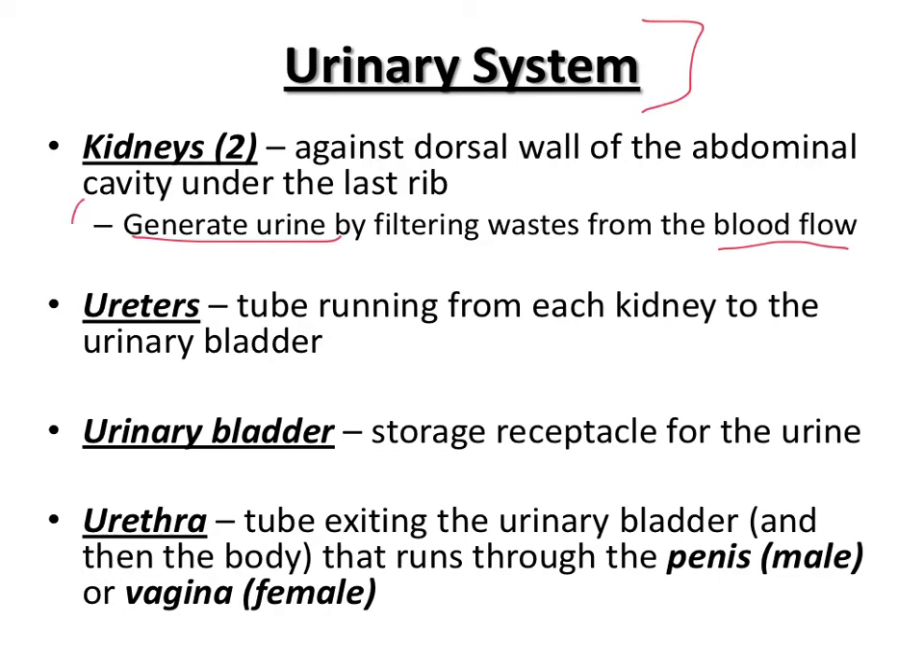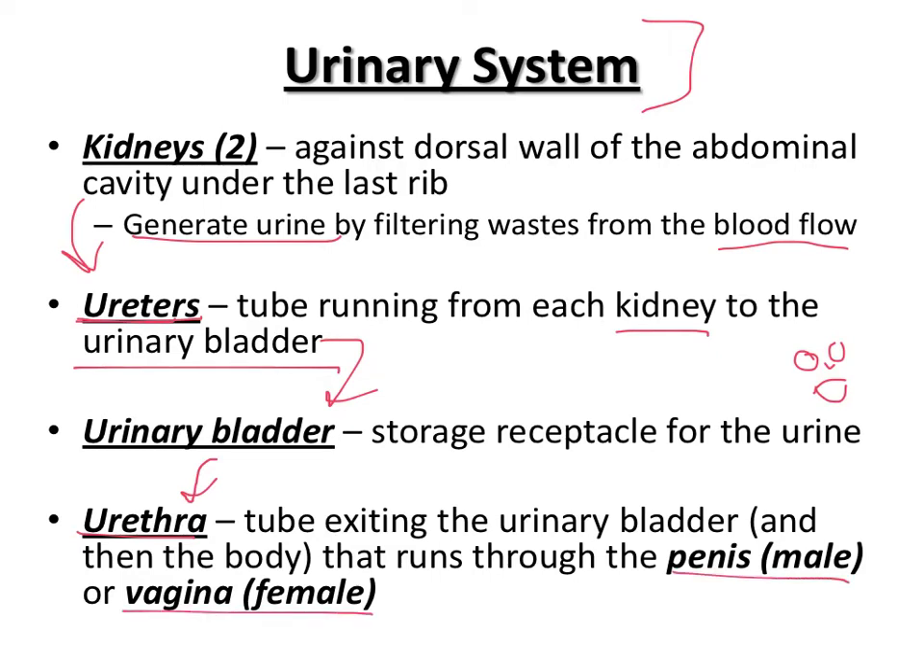Urine then travels from the kidneys through a tube called the ureters, or ureter, which goes from the kidney to the urinary bladder. It's stored in the urinary bladder until it fills to a certain point that you feel uncomfortable, right? And then you have to pee, right? And so then you will release that urine through the urethra. Notice it sounds a lot like ureter, but this time it's urethra, which is the tube that exits the bladder and then exits your body, and that tube is going to run through the penis in a male or the vagina in a female. Picture of that.